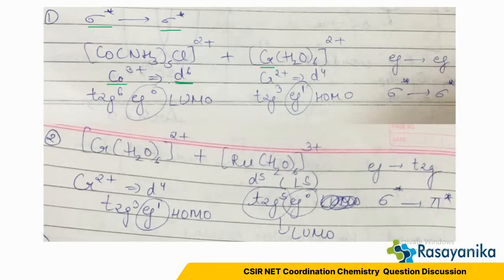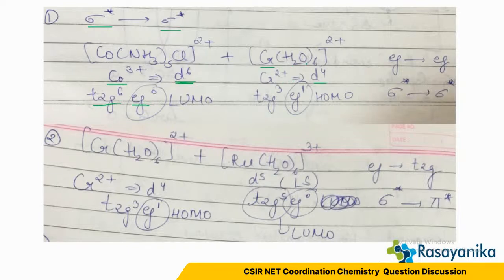So that is why it is a d6. So d6 will involve t2g6 and eg0. All the electrons will remain paired in the t2g. Okay, and for chromium 2+, it is d4, right? Chromium 2+ will be d4.